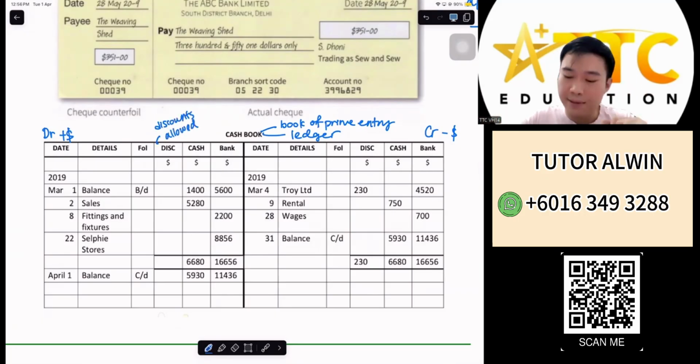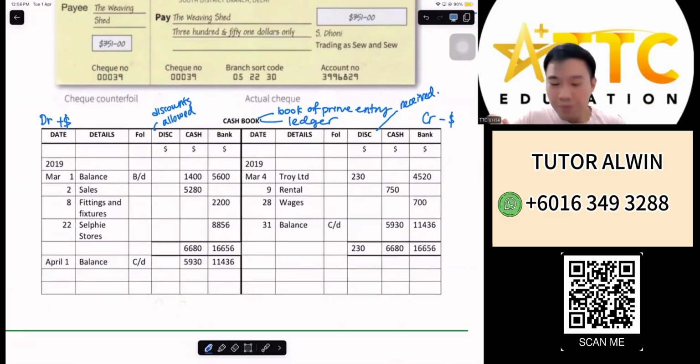It is actually a kind of expenses. And these discounts will be discounts received. When you make payment to your supplier, you might receive discounts. Okay, so this is your cash book. Money goes in and money goes out. You record them there. Okay, so this is your cash book.